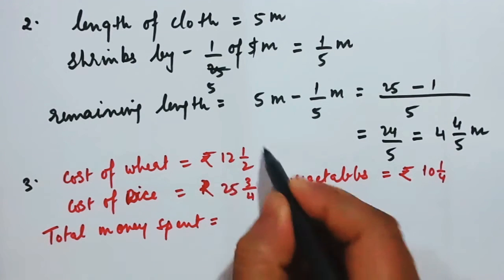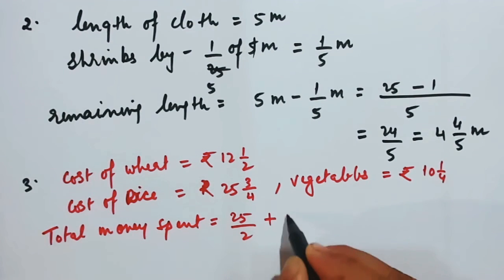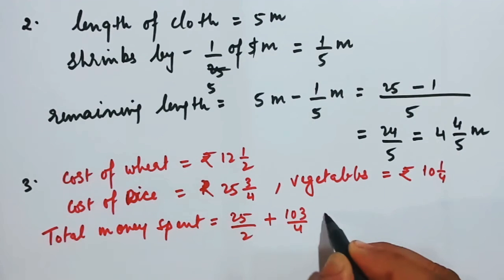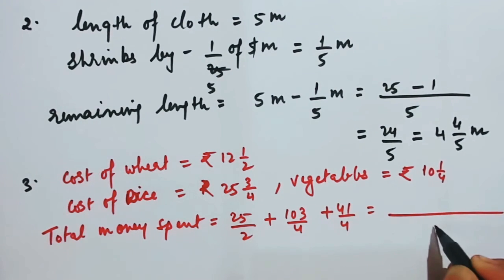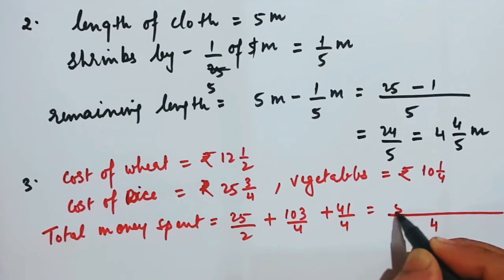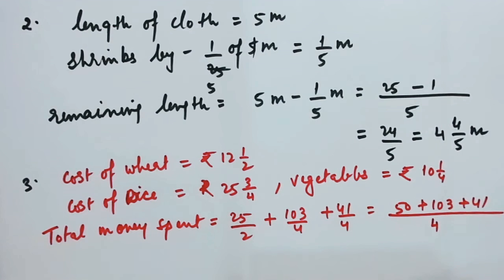So when you convert this into improper fraction, you will get 25 by 2 plus 103 by 4 plus 41 by 4. Have a look. This is your LCM. 50 plus 103 and plus 41. So after what? First let us find the value. So 50 plus 103 plus 41, what you will get? You will get 194 by 4.